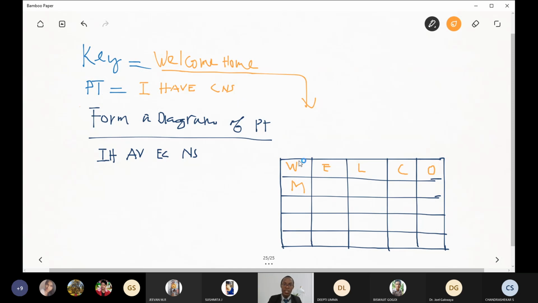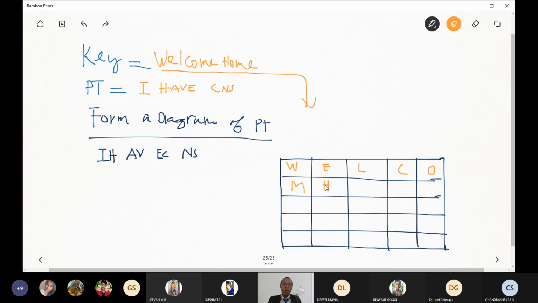Now you go to H, you form an H. O is there, you ignore. M is there, you ignore. E is there, you ignore them. You get it? You fill first from the left, from the first corner, the left top corner. You start by filling the key text in your table. Now I fill it, welcome home. The repeated letter I'll ignore. Repeated letters in a key, I emphasize.